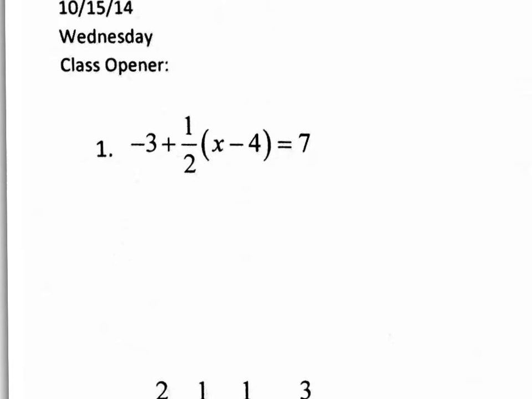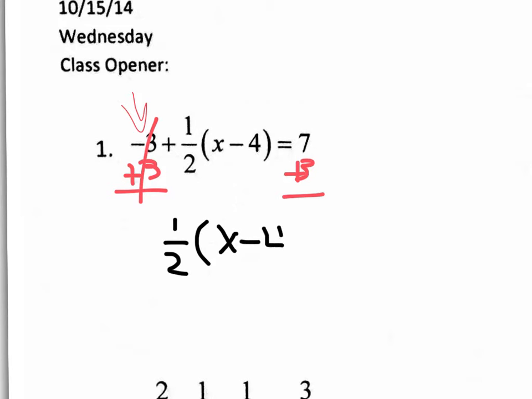So I want to get rid of this minus 3, this guy right here. I want to get rid of that guy by doing the additive inverse. In other words, adding 3 to both sides. What you do to one side, you do to the other. So let me rewrite this thing. I want to have 1/2 (x minus 4) equals 10.